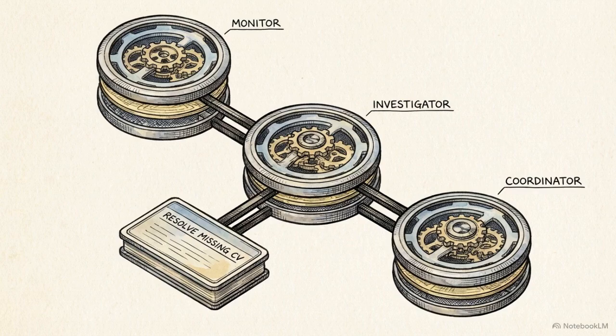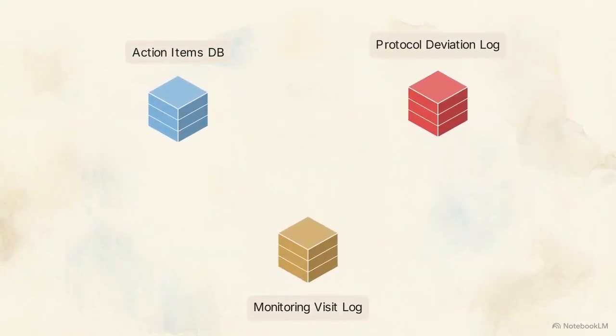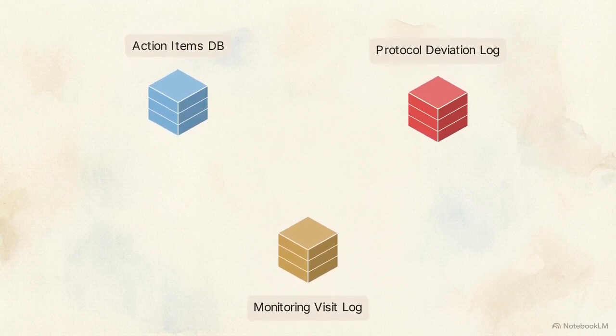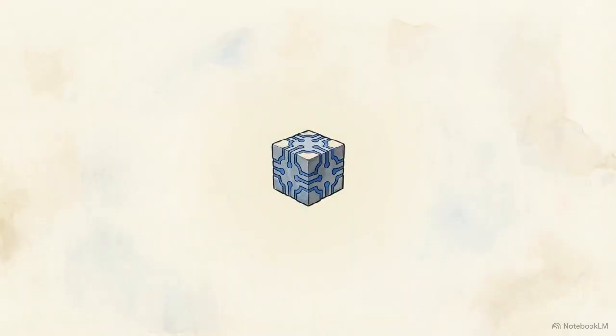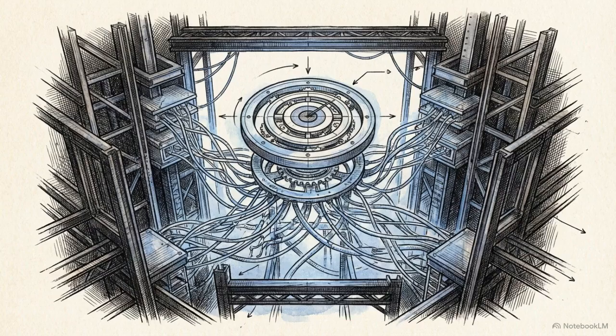Every single task demands definitive ownership, explicitly assigning the responsibility to the monitor, the investigator, or the clinical research coordinator who manages the site daily. Embedding action items and protocol deviations directly into the visit log creates a self-contained engine where no deficiency can ever be orphaned. We can run a real-world traceability test on this network.